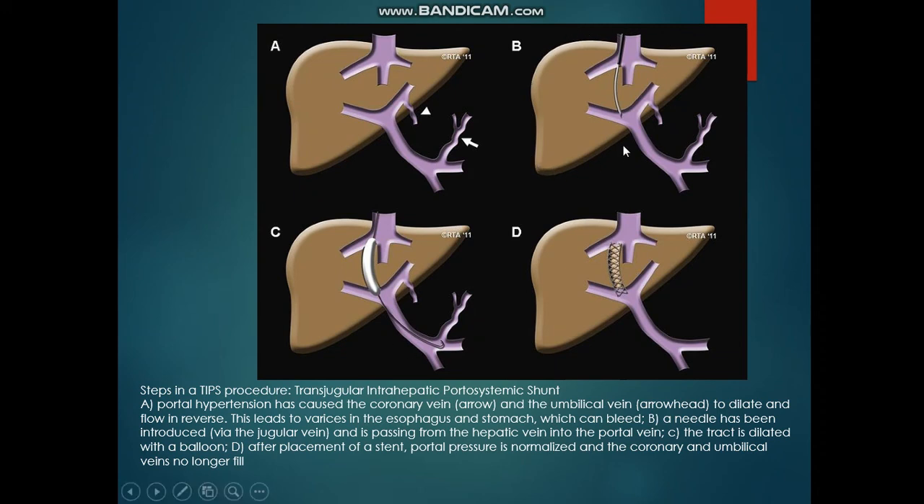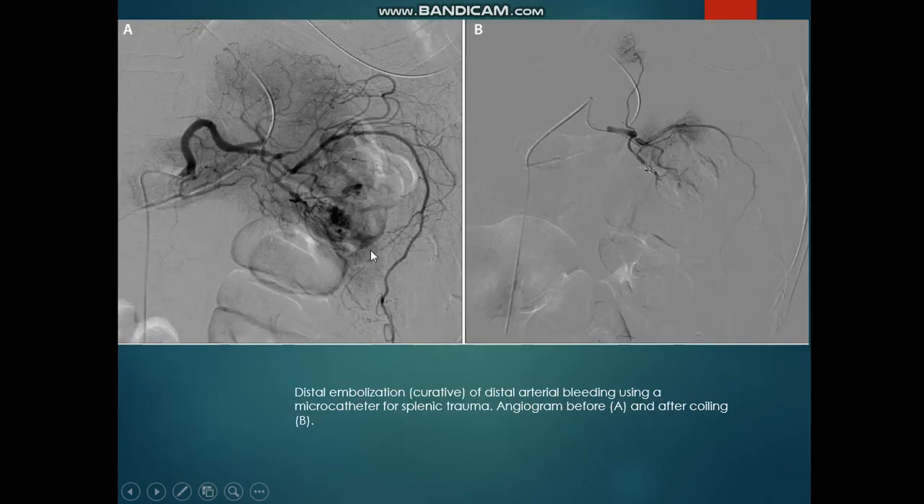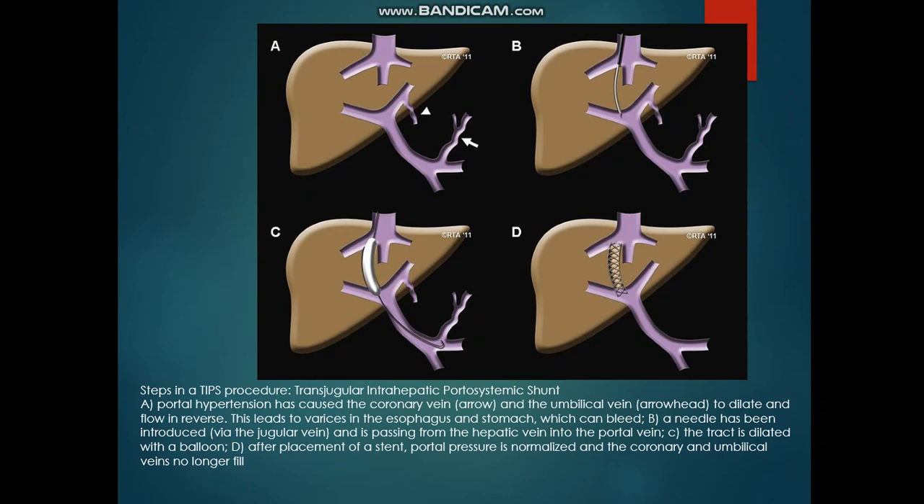In picture B, you can see a needle has been introduced and is passing from the hepatic vein into the portal vein. And in picture C, you can see the tract is dilated with a balloon dilatation. And finally, after placement of a stent, portal pressure is normalized and the coronary and umbilical veins no longer fill.